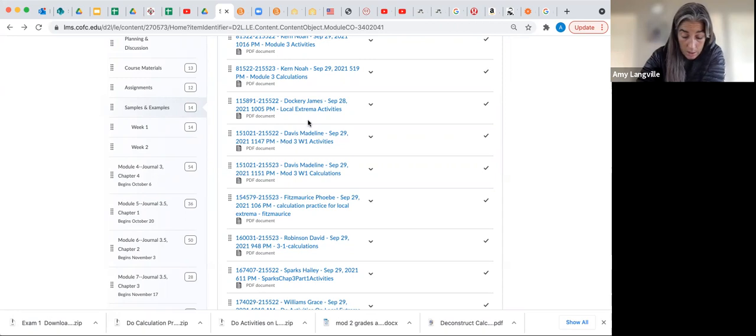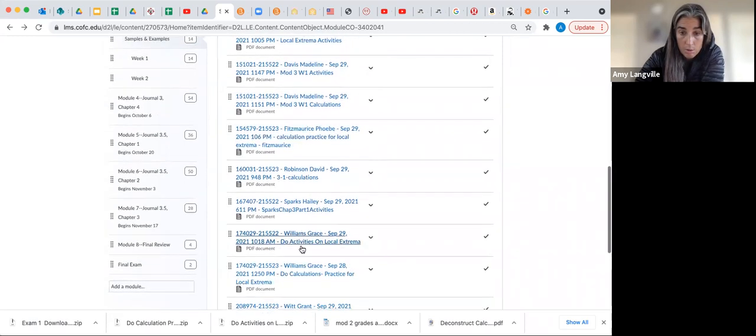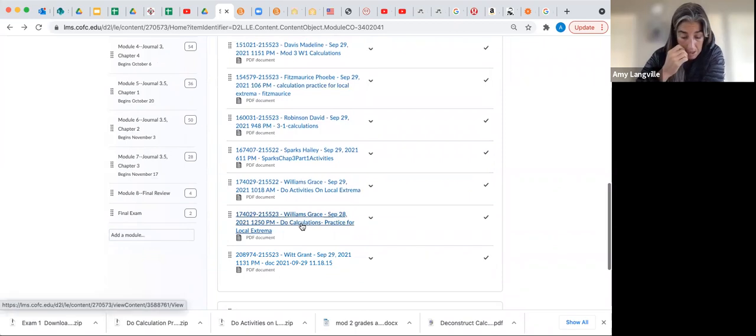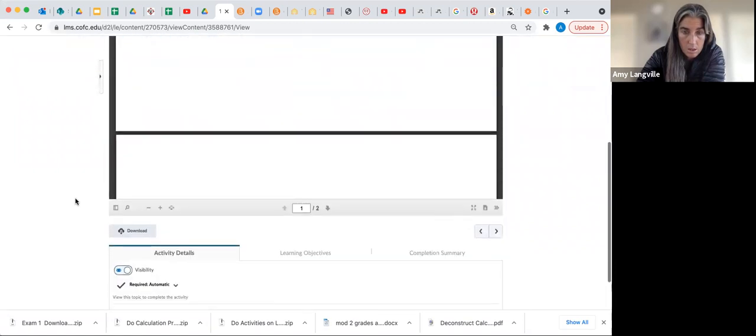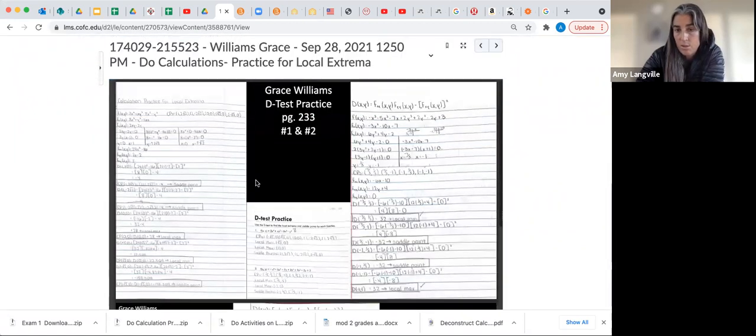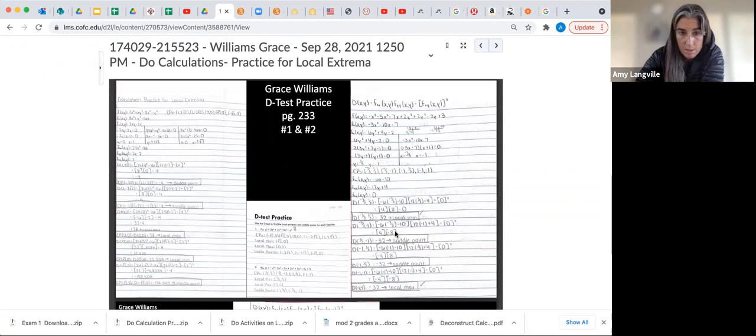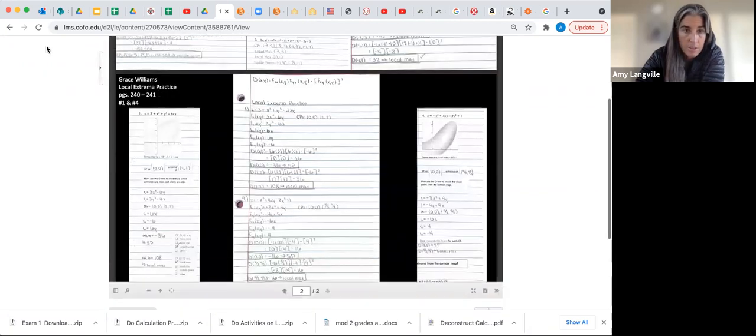Let's take a look at Grace's calculations. Okay, super well organized here, very clear what's happening for each of the problems that she did, how she breaks out to get the critical points, tests each one, nice little boxes, runs the D-test. Nice, compact, and clear. Okay, so take a look at that.